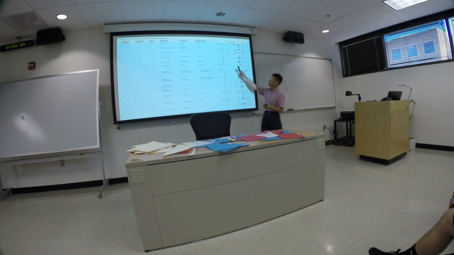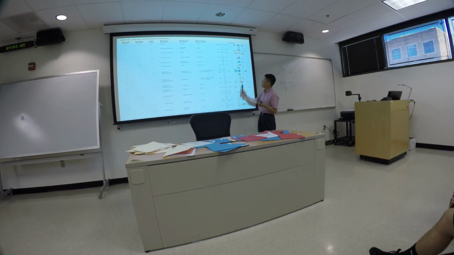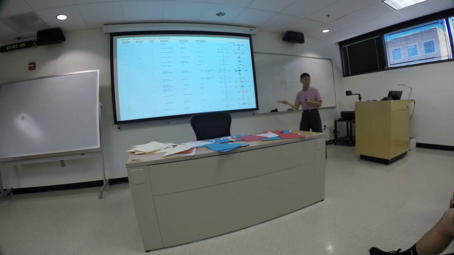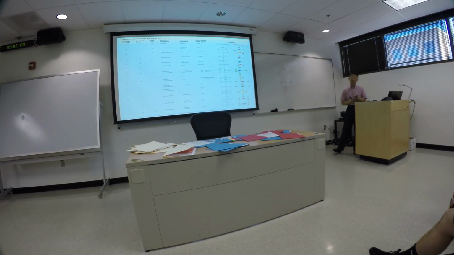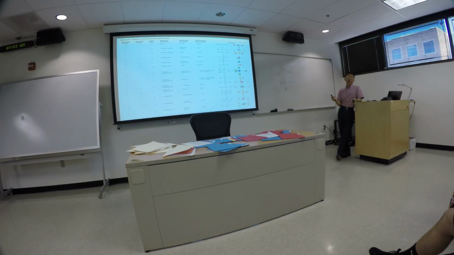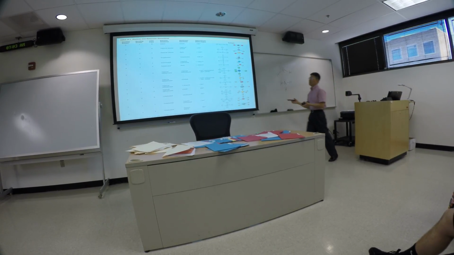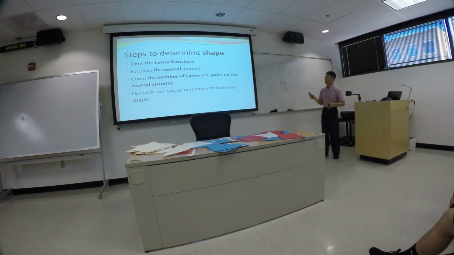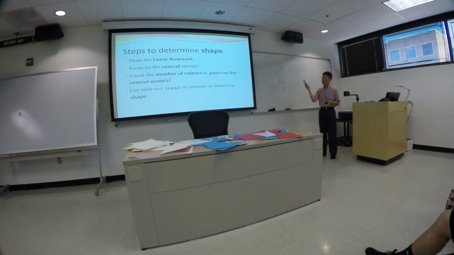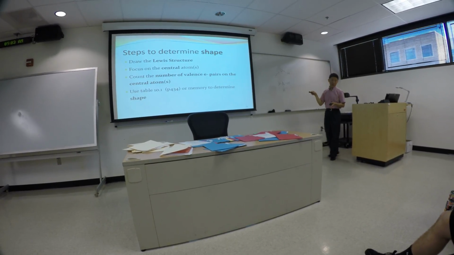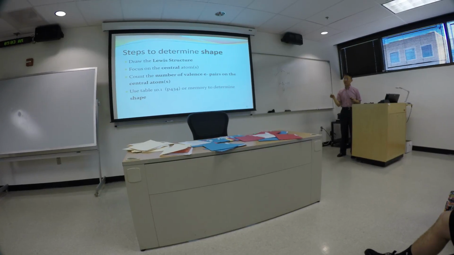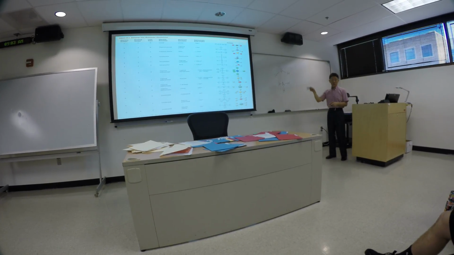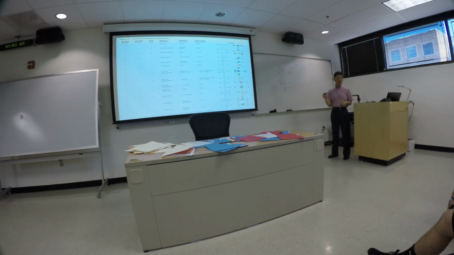These are the Lewis structures for those different types of molecules, and these are the models, some of the models you will be playing with in the lab tomorrow. This is the table that I will give you in the final exam. If we ask you questions about the molecular geometry, all you need to do is draw a Lewis structure, focus on the central atom, determine the total number of valence electron pairs on the central atom, and then look at this table and determine the geometry.